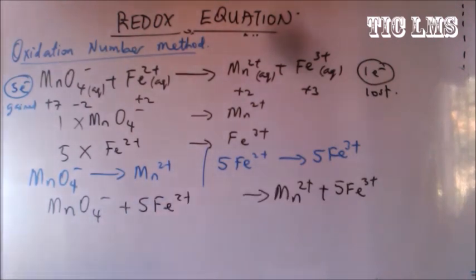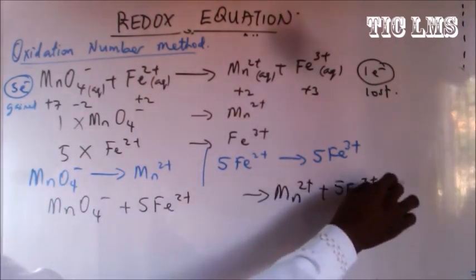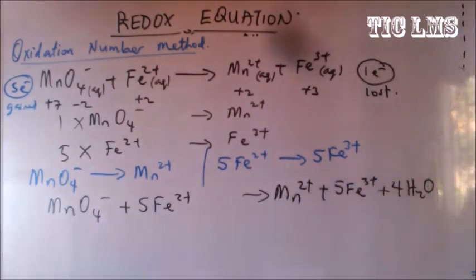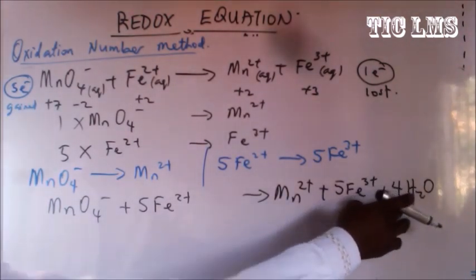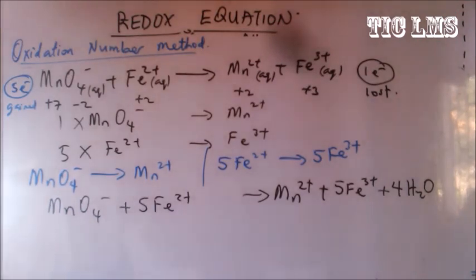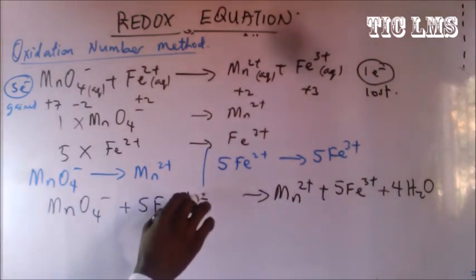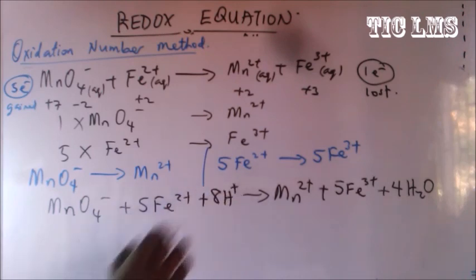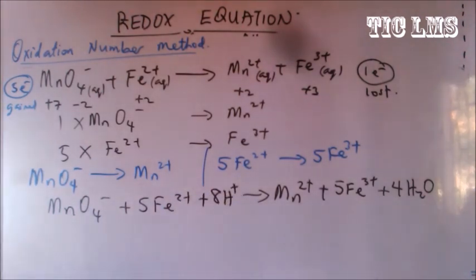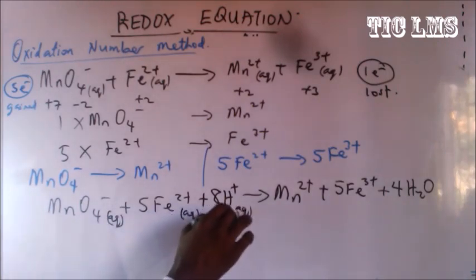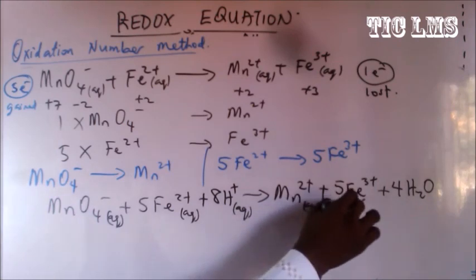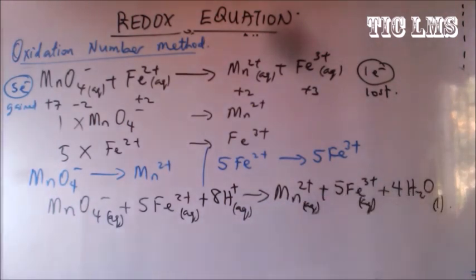So we introduce the 4 atoms of oxygen by adding 4 molecules of water. And because 4 molecules of water has been introduced over here, making us to have 2 atoms of hydrogen, so we have 2 times 4, that's 8. So we have plus 8H⁺ over here. And so we have this as aqueous, aqueous, aqueous, and we have liquid over here. And so here is the balanced equation using the oxidation number method.